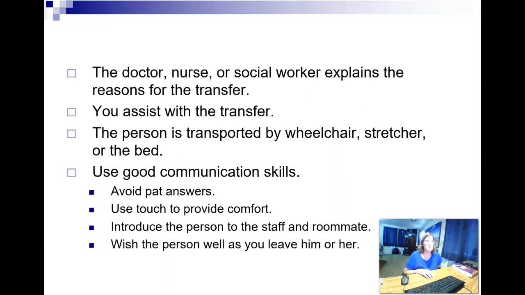So the doctor, the nurse, or the social worker will explain the reasons for the transfer. That is not the CNA's responsibility, but you're going to assist with the transfer. You're going to get the person the wheelchair, the stretcher, the bed, or however you're transporting them, and you need to make sure you gather all their belongings to take with them. If they're transferring to another room, we gather up all their supplies and belongings, pack it all up, take it to the new room, unpack it, and then help bring the person over there in their wheelchair or however they would normally be transported from one area to another. Then introduce them to the new roommate, and if there's different staff taking care of them because they're in a different section, who the new staff would be.